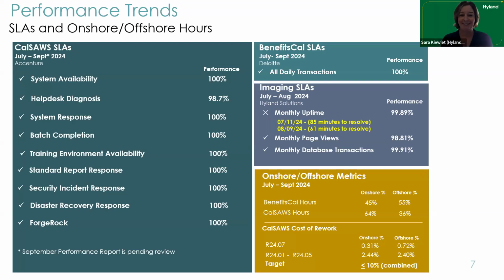The boring part is the page views and database transactions, which each have a monthly target of 90%. And as you can see, the targets were met for each month with an average of 98.81% for providing access to 70 kilobyte page views in 2 seconds or less, and 99.91% for database transactions to complete in 1 second or less. So that is the imaging update from Highland.